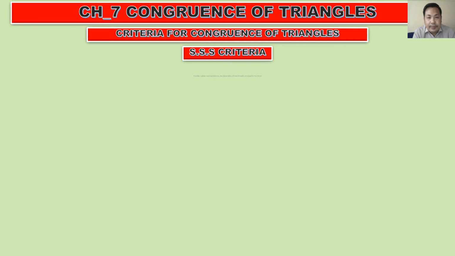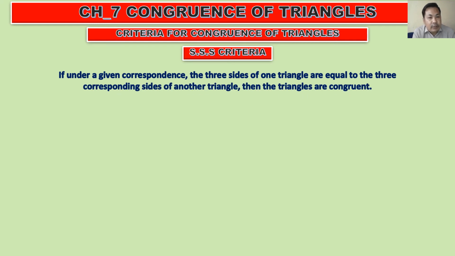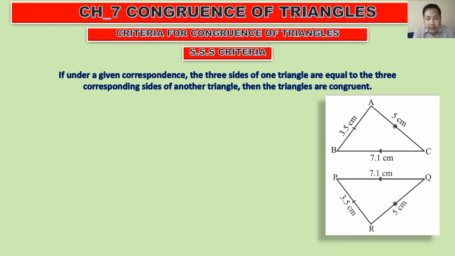Now, if under a given correspondence, the three sides of one triangle are equal to the three corresponding sides of another triangle, then the triangles are said to be congruent. Okay. Then here we have one diagram. In this diagram, two triangles are there, triangle ABC and triangle RPQ. Why did I take RPQ? Because R is the corresponding point of A, B's corresponding point is P, and C's corresponding point is Q. That's why I'm taking the name RPQ.